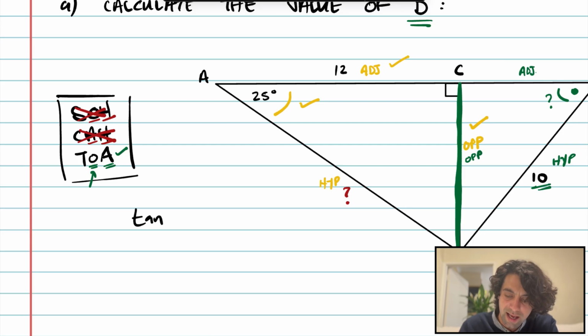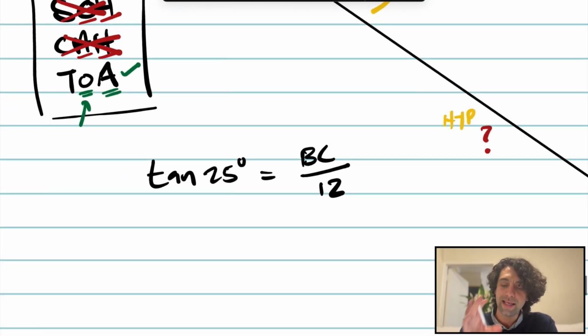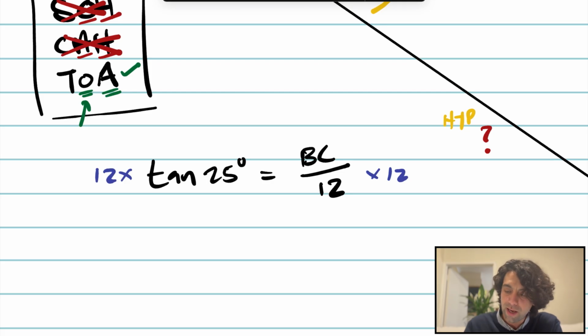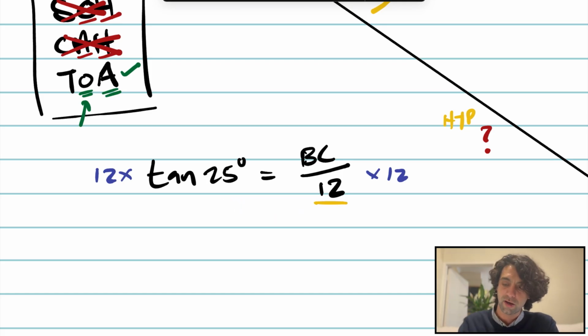So I'll write tan of 25 degrees is equal to opposite, which is BC. This green line over here, BC, is my opposite, over my adjacent, which is 12. Okay? Now I need to get BC by itself. The way I do that is I'm just going to very simply multiply both sides by 12. The other way you can think about it is take this 12 over to this side. If it's a division on the right-hand side, it's going to become multiplication on the other side.